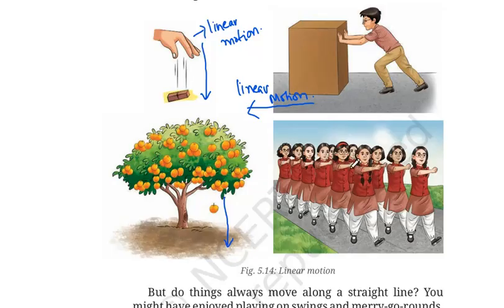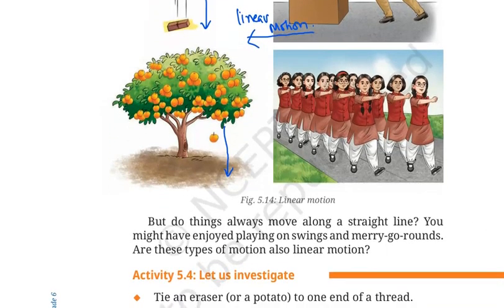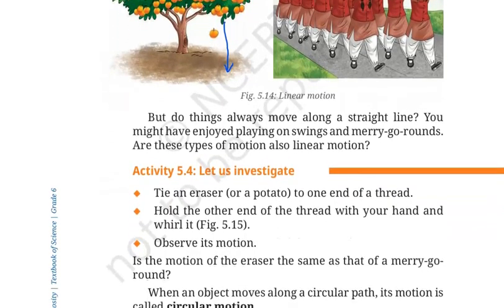You see a troop of girls doing a march past, all right, but they all are walking in a straight line. So again, this is considered to be linear motion. So a motion that always takes place in a straight line is called linear motion.